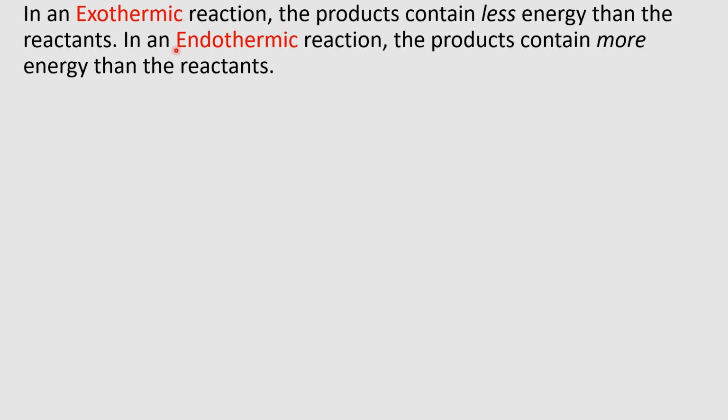Just for some clarity here, because exothermic and endothermic are kind of similar terms. In an exothermic reaction, the products are going to contain less energy than the reactants. If you notice on our slide, we had less energy in the products than we did the reactants. Whereas in an endothermic equation, we're stuffing energy into a reaction, we're actually going to have products that contain more energy than the reactants. So keep that in mind.